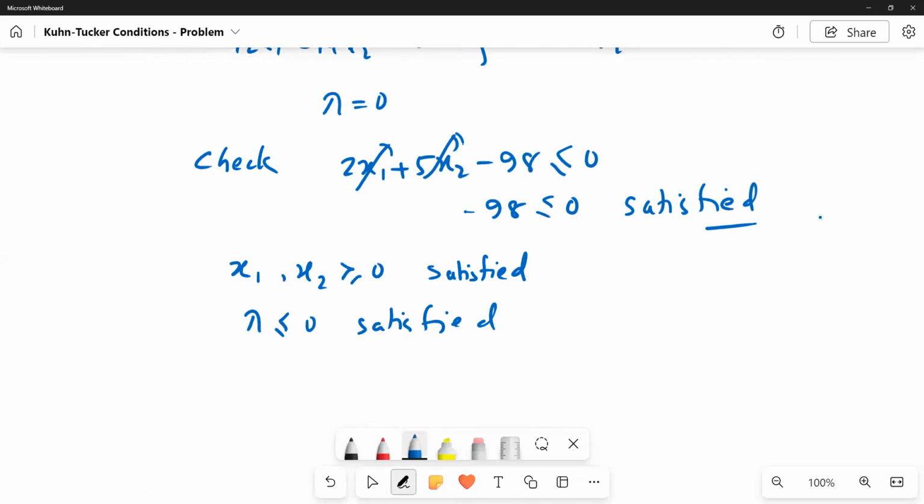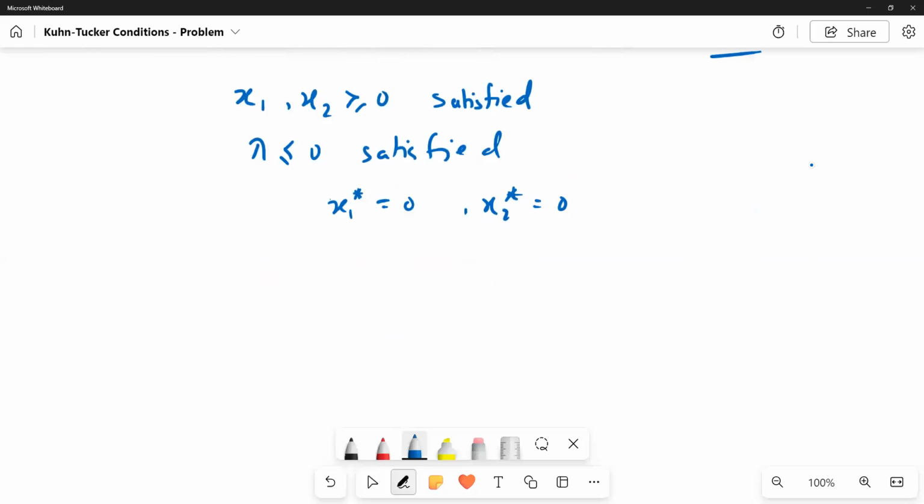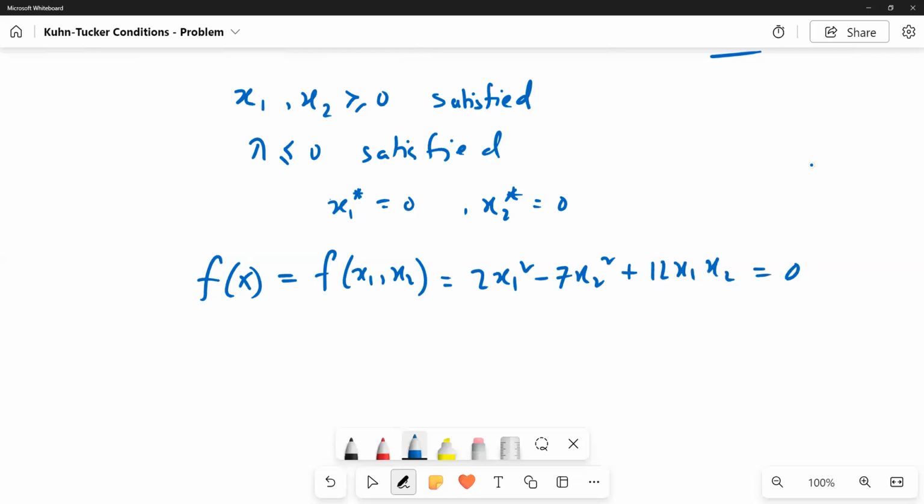So what will be our f values? x1 star and x2 star both are 0, as well as your function f(x1, x2), or simply f(x), is equal to 2x1 squared minus 7x2 squared plus 12x1x2. All 0, so 0. This you can also write as f star. Now the difficulty here is, since all values are 0, it's difficult to find whether the result is correct or not.